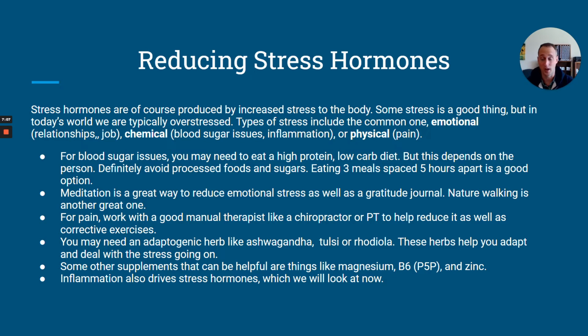We don't need more stress, we need some support here. Some stress can be good, but when we're overly stressed, we think of things like relationships and jobs, which can be really stressful. You can think of something more chemical, like blood sugar issues or inflammation. And then physical stress. People who have pain or hurt themselves in some way are going to have increased stress. But blood sugar is definitely one of the big ones we deal with in America.